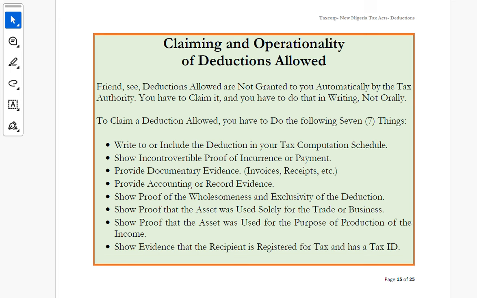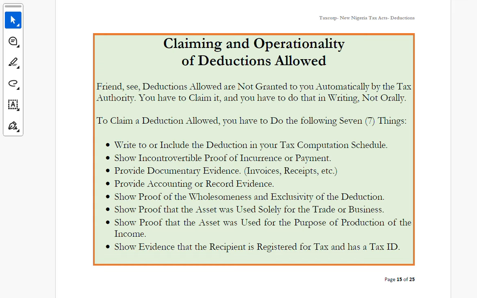Now, claiming an optionality of deductions allowed. How does it happen? Friends, deductions allowed are not granted to you automatically by the tax act or by the tax authority. You have to claim it. You have to do that in writing, not orally. To claim a deduction allowed, you have to do the following seven things.